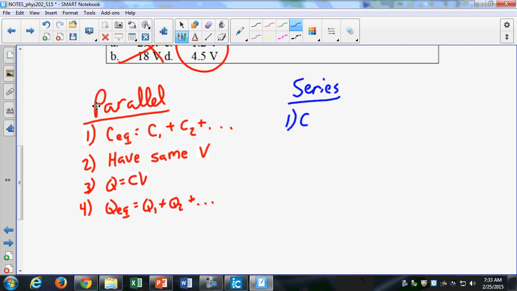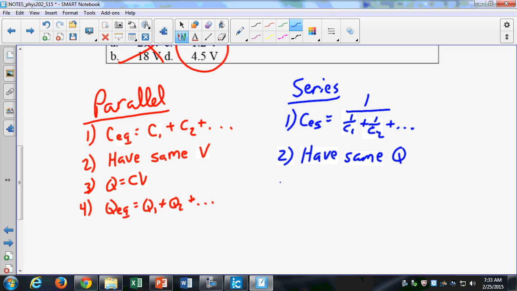And then for capacitors in series, the equivalent is 1 over C1 plus 1 over C2 and so on. Capacitors in series have the same charge. Q is equal to CV. And then the total voltage equals V1 plus V2 plus V3 plus however many capacitors we have. The voltage on each capacitor has to add up to equal the total voltage.